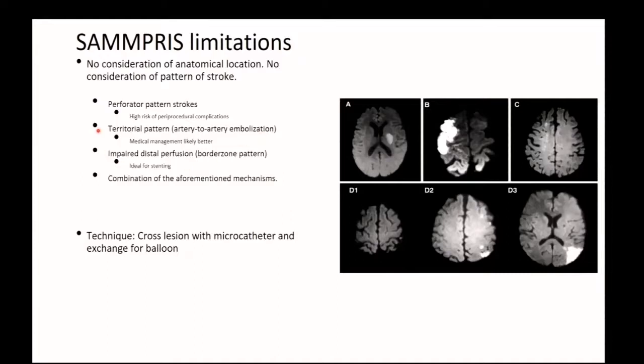But if you have impaired distal perfusion, a border zone infarct pattern, these patients are actually ideal for stenting. There was some critique of the Sampras trial about the procedure itself. It's a multi-step delivery system: crossing the lesion with a microcatheter, then exchanging the wire, and then going again with the stent.